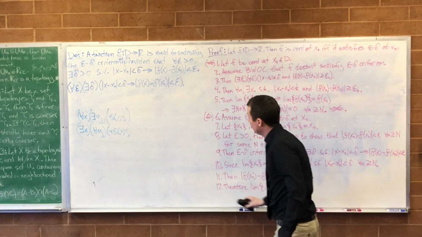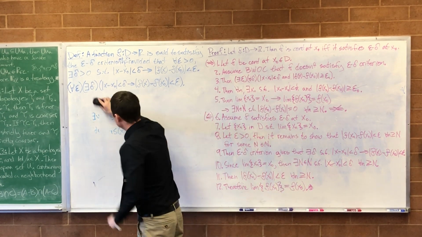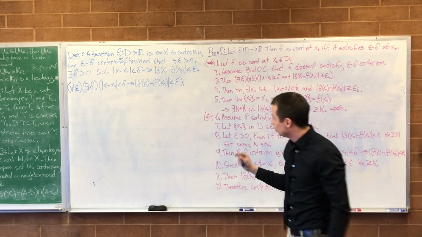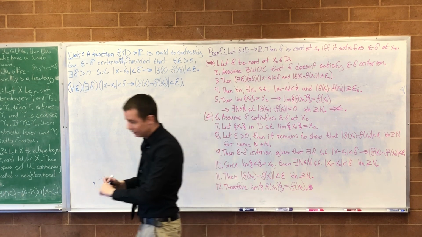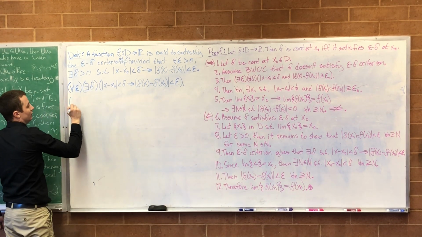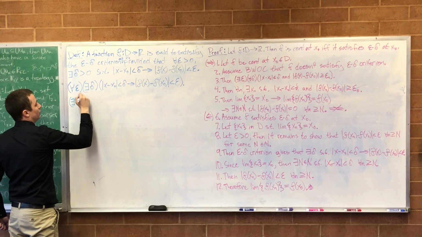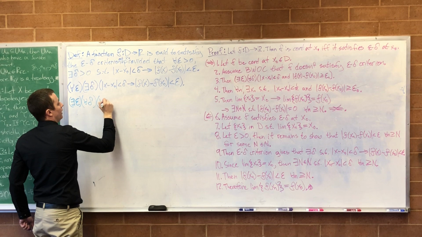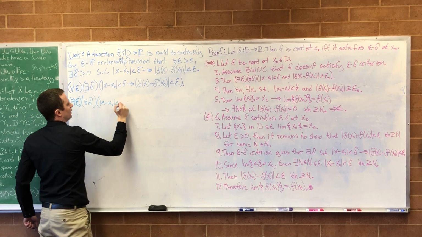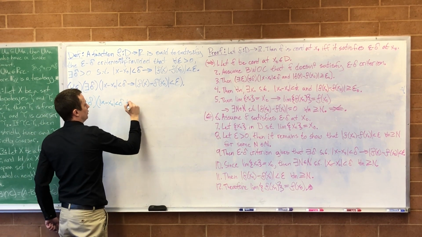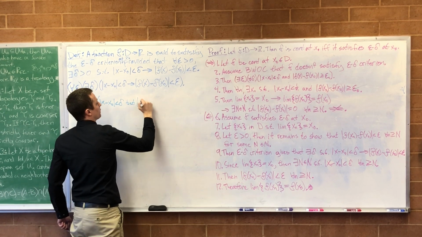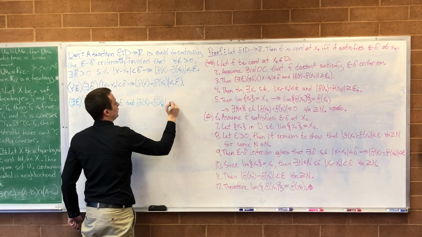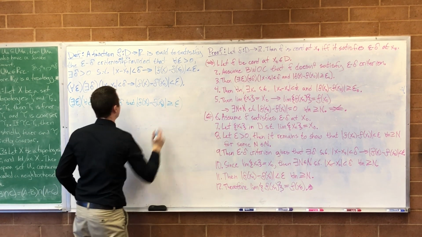So when we're doing by way of contradiction, we need to write the negation of this thing. What's the negation? There exists an epsilon such that for all delta, the absolute value of x minus x naught is less than delta, and, however you want to think about it, the absolute value of f of x minus f of x naught is greater than or equal to epsilon.